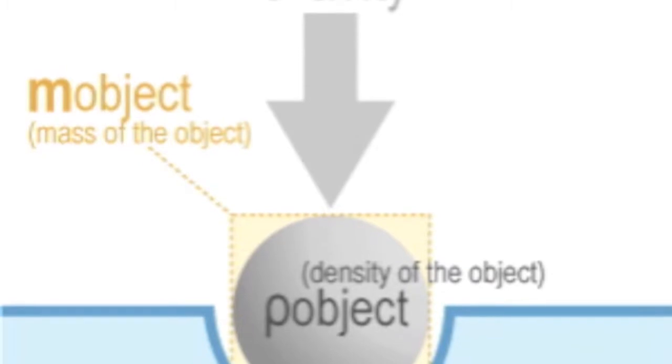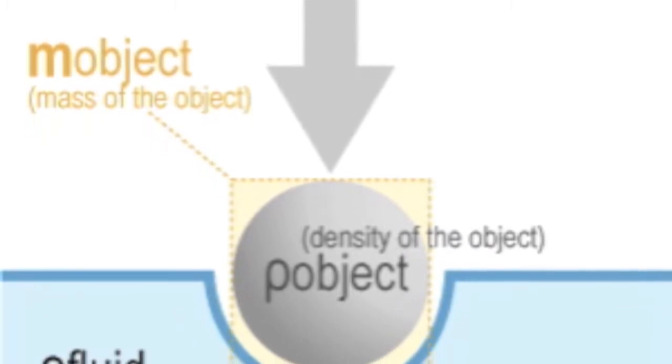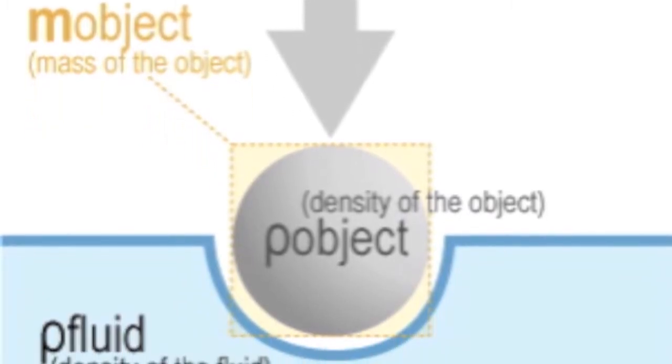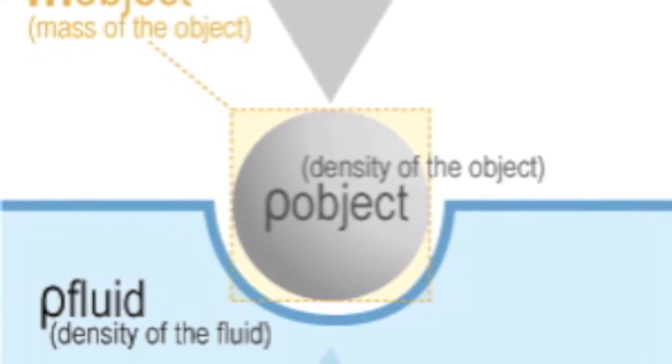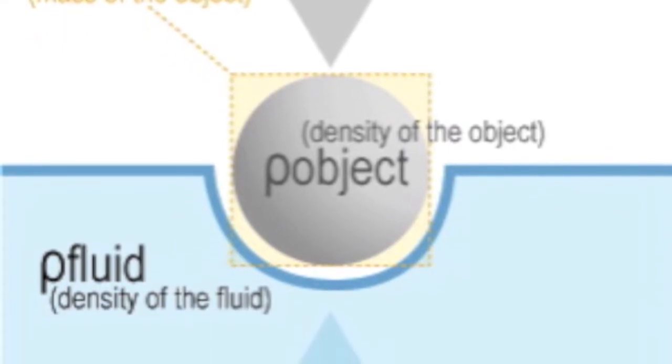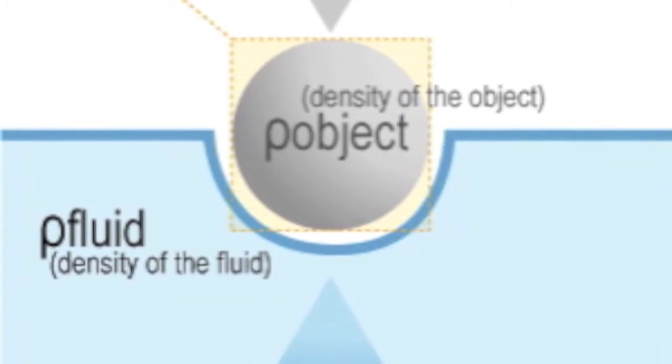It's because of buoyancy. Buoyancy: the mass of the object is being weighed down by gravity, and the density of the object is pushing away water. The more water it pushes away, the more the density of the fluid is pushing back up, and so it floats.